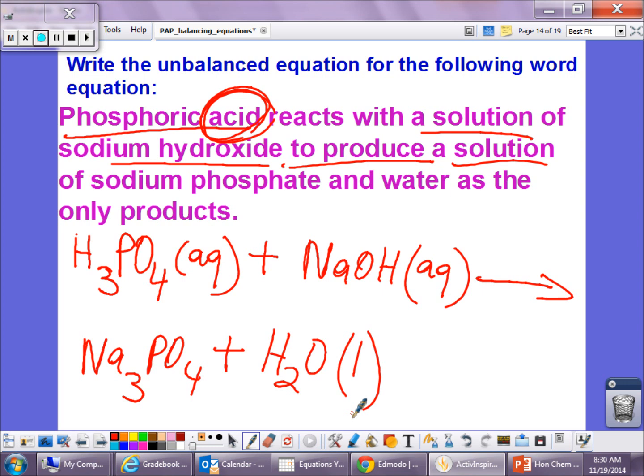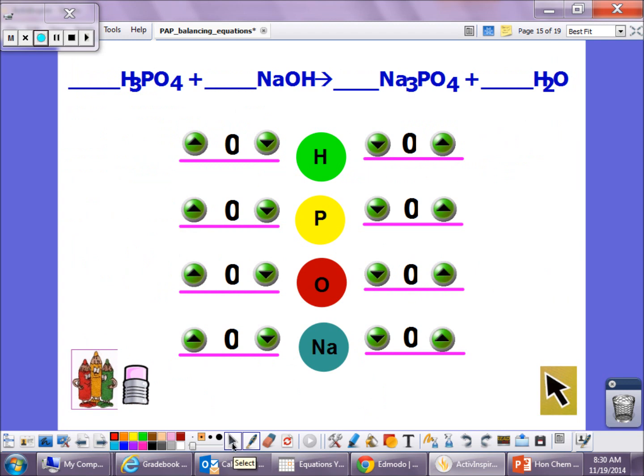Now they say unbalanced equation. I don't worry about balancing it. Now let's see how we can balance that equation. I will show you a shortcut. Let me go the long way first, and I will show you some shortcut in balancing equations.